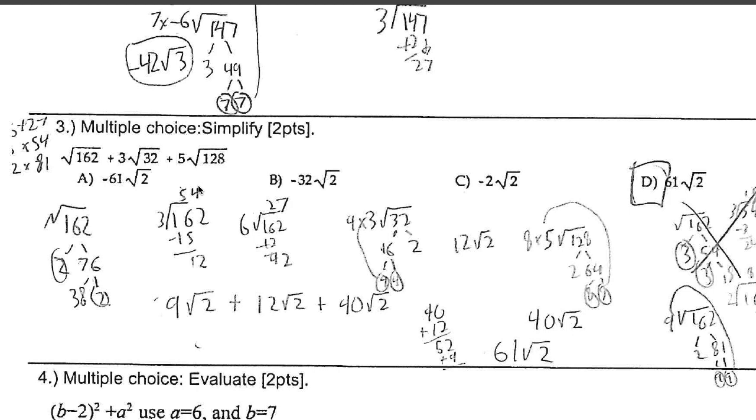It goes into 54, but interesting enough, I don't see them breaking down 3 times 54. I do see them breaking down 3 times the square root of 32. 16, 2, 4's come out. I see that. I see that. This is the correct answer, but I would have liked to see them simplify the square root of 162.